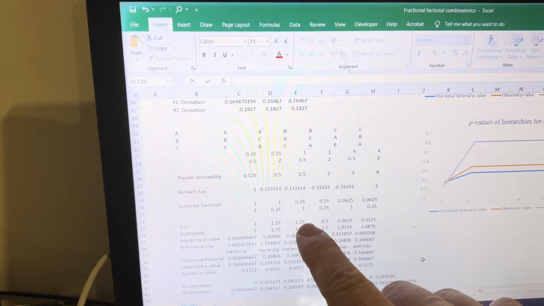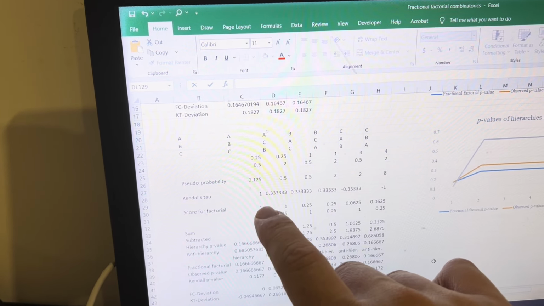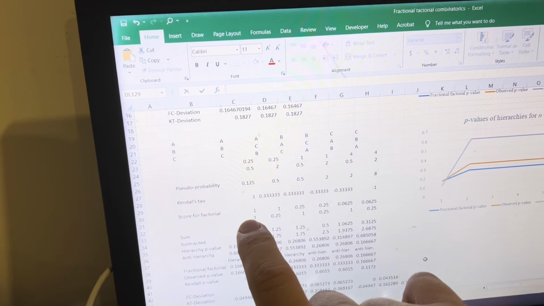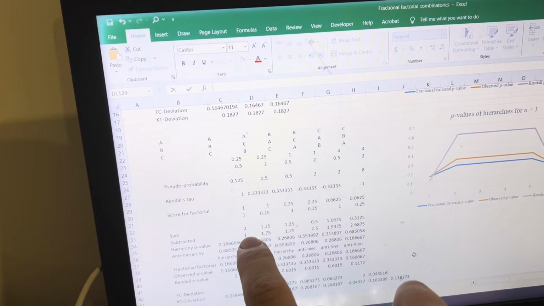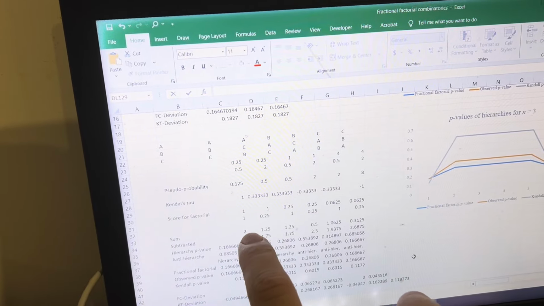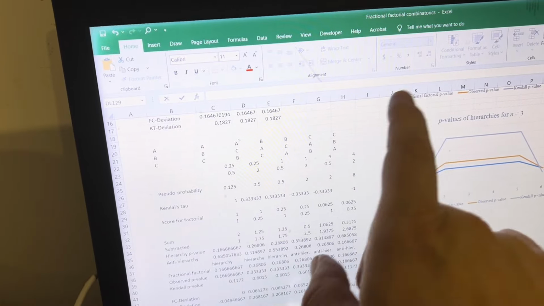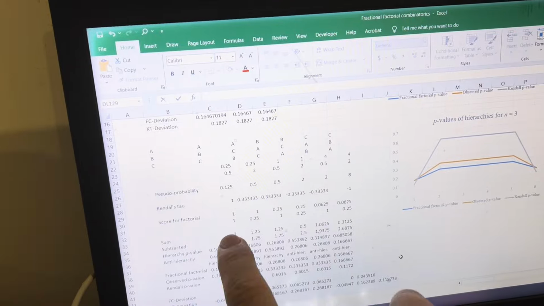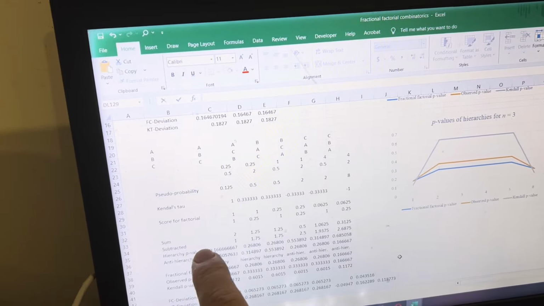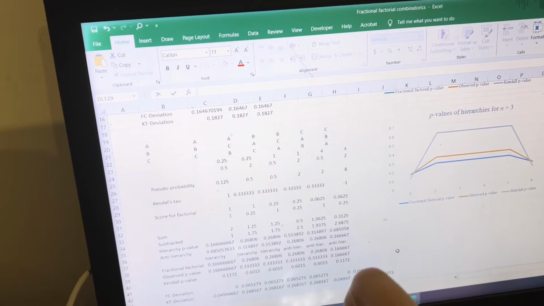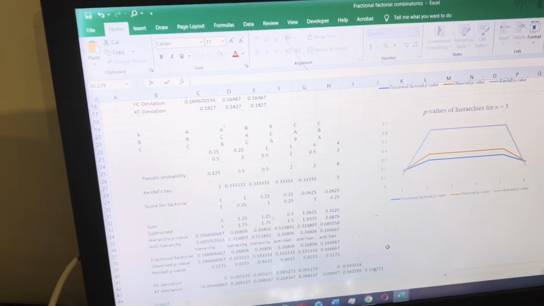So you create these scores here, and then you subtract them from the total number. Like in this case, it's 3. 3 minus 2 is 1, subtracted 1. So then you have 1 over n factorial. And that's how you calculate it.